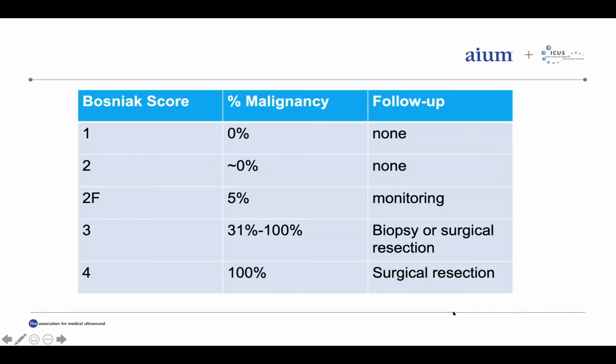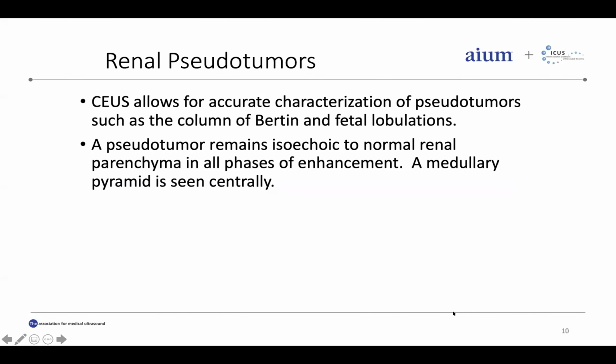And again, the reason we use the Bosniak score is it gives us a probability of malignancy, with 1 and 2s being approximately 0, 2Fs 5%, 3s in the literature anywhere from about 31 to 100%, and 4s 100%. And you'll notice that the 3s and 4s at the present time require either biopsy or surgical resection to confirm that. And we'll show you that using CEUS, we can make a significant improvement in patient care by eliminating the need for biopsying of benign lesions.